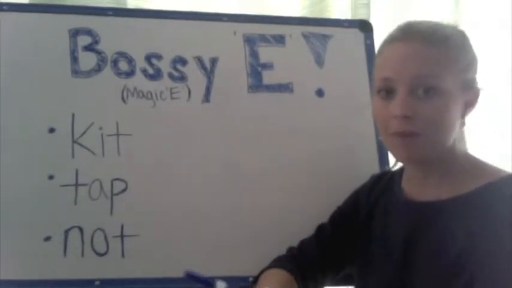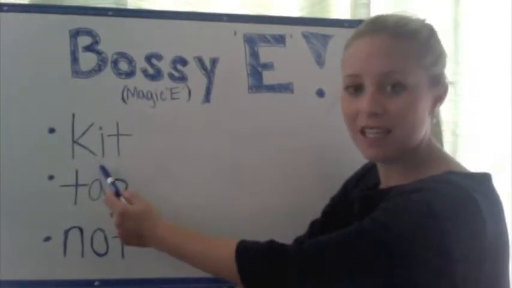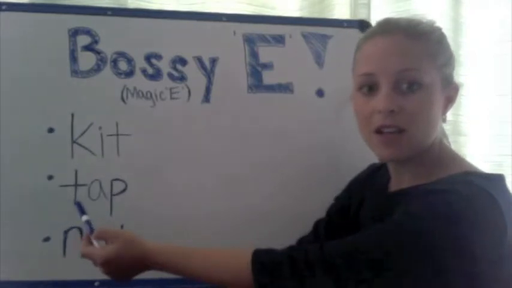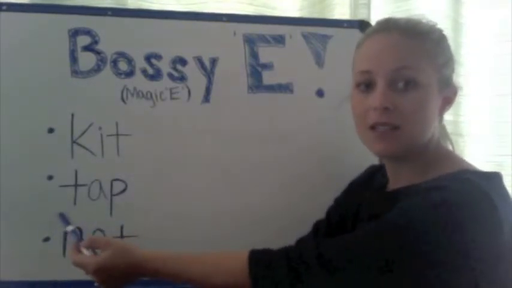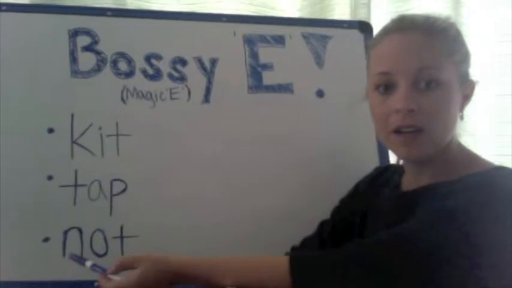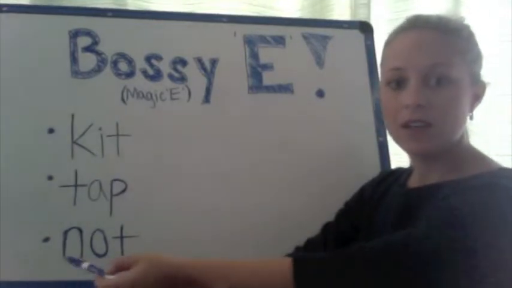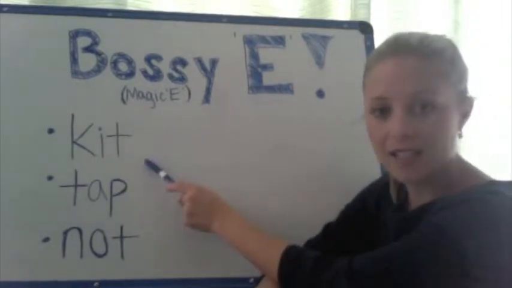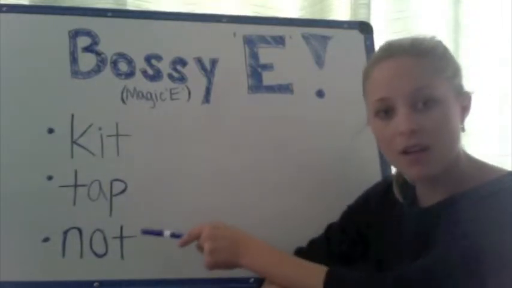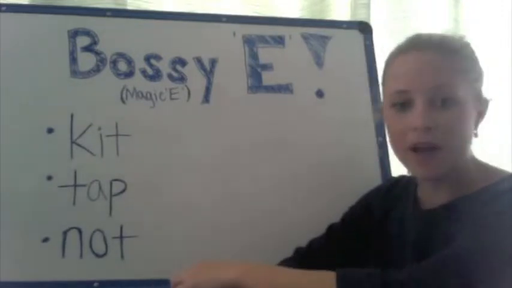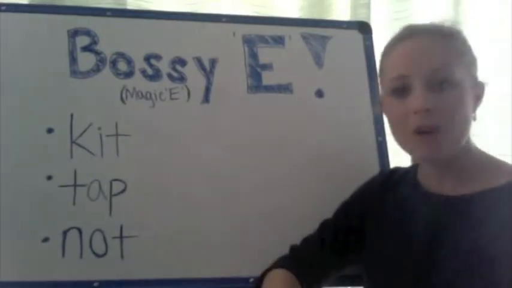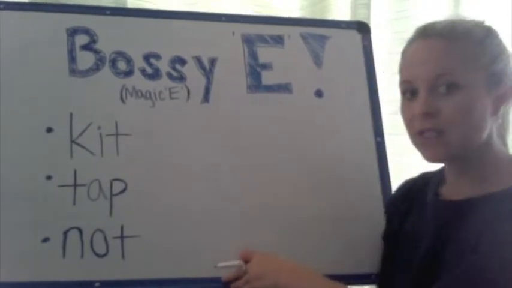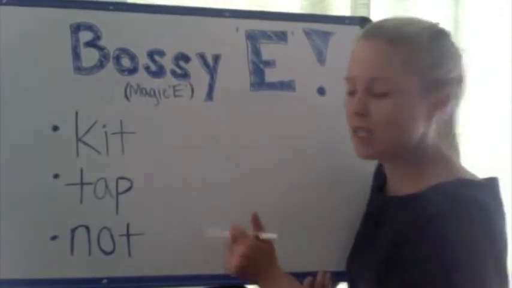Read along with me. K, it, kit, tap, not. Very good. So we have kit, tap, not. We know how to read those words because we know all of our letter sounds. But I have a question. What happens if I add the Bossy E to the end of these words?